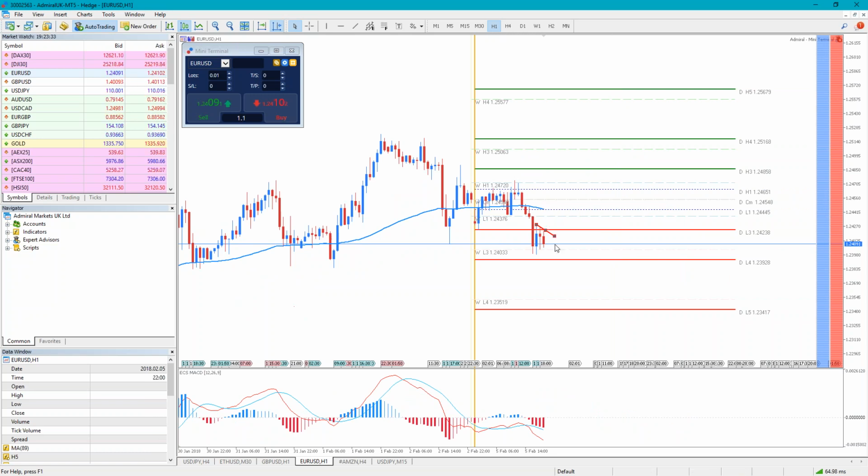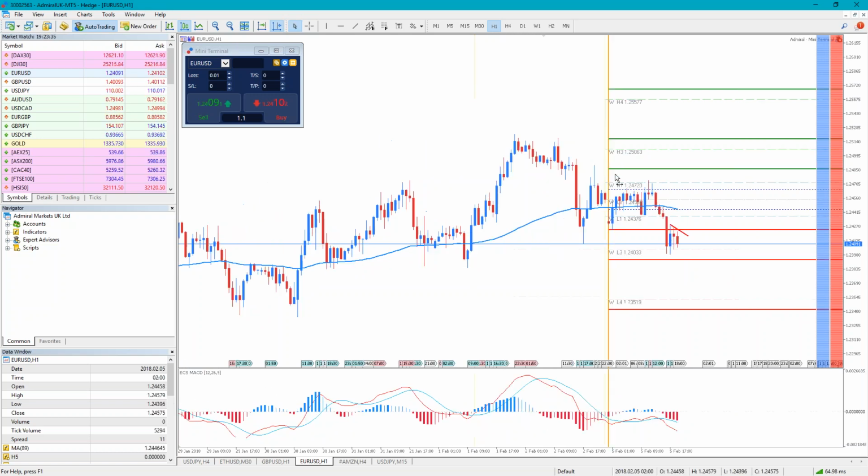So I'm still not very sure what to do with euro dollar. We had a nice buy just after I posted the analysis. It went up, but then it dropped heavily. Not heavily, but it dropped. So you see, there is still a trend line here and a double bottom, and both 1-hour closes, 3 closes above weekly L3.